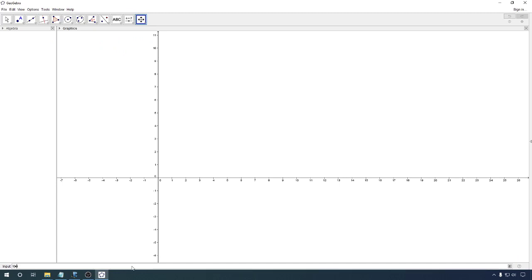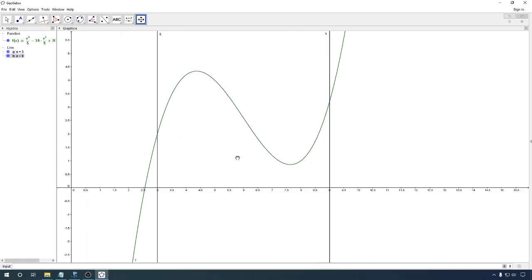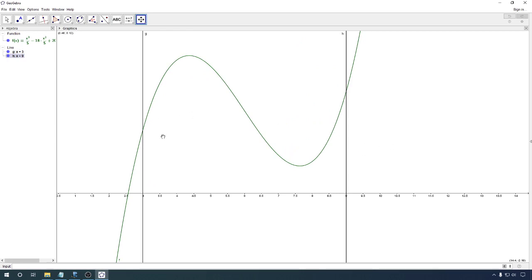So here I go ahead and put in my function. And we're going to use the interval from 3 to 9. So let's go ahead and even just put those in there. x equals 3 to x equals 9. That's what we are concerned with, and we'll kind of zoom in a little bit on it. Now, there's a couple things we can do here.